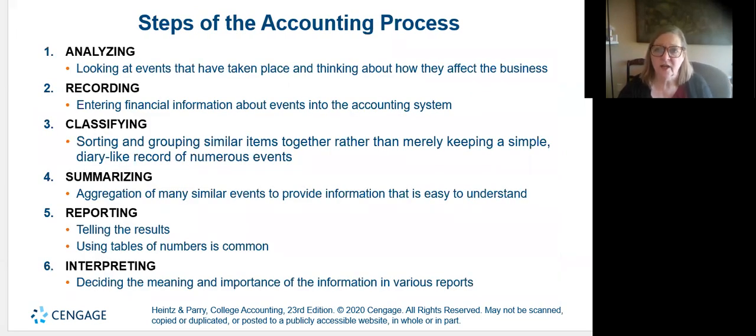So the steps to the accounting process, basically, these are important that they happen in this very order, because you have to know what you're doing in order to record accounting work. And so it's very critical that you analyze the transaction. This is where you have an event that happens and you're trying to figure out exactly what just happened. And you have to know that before you will know how to record it.